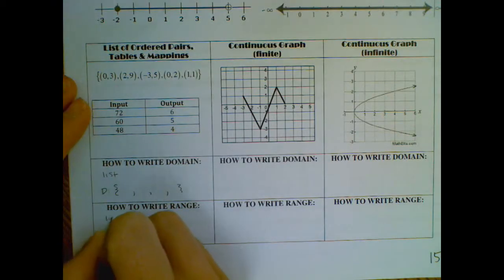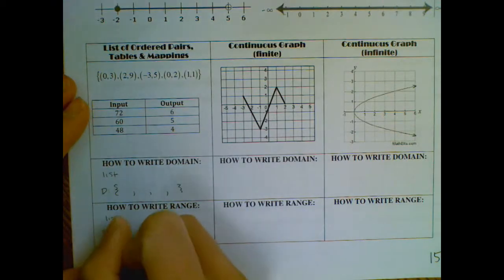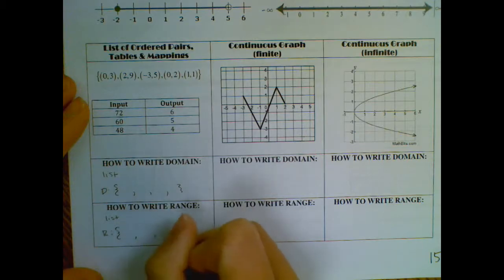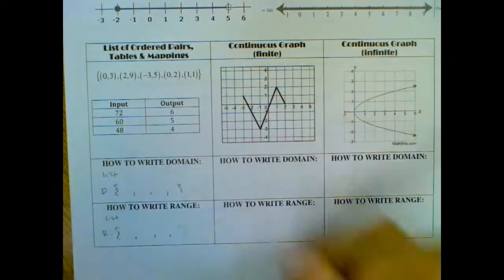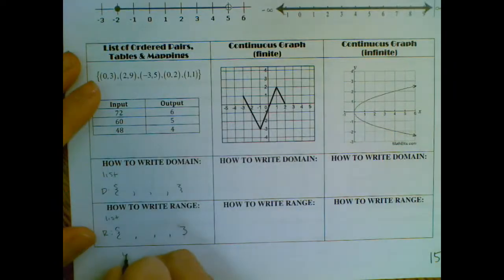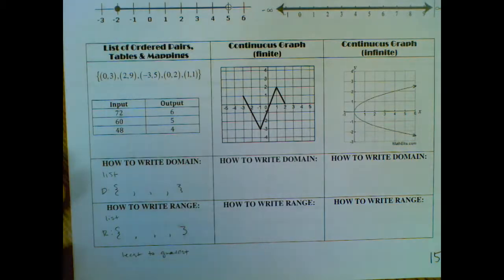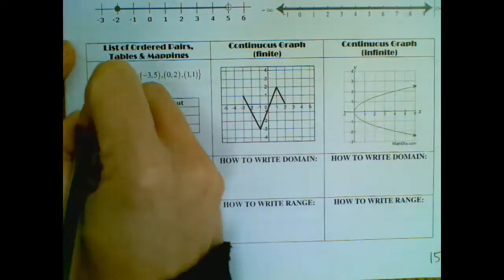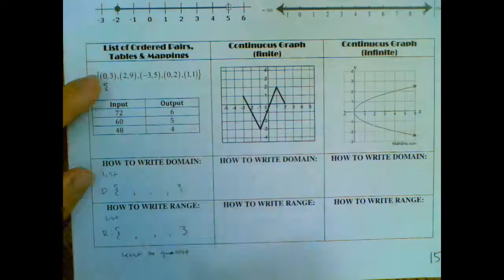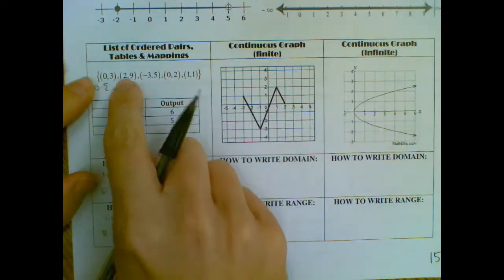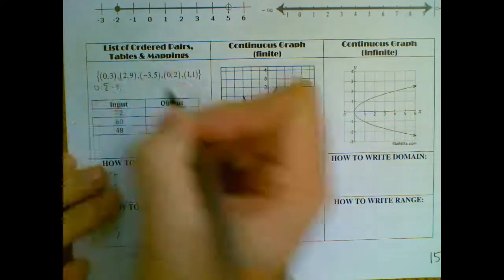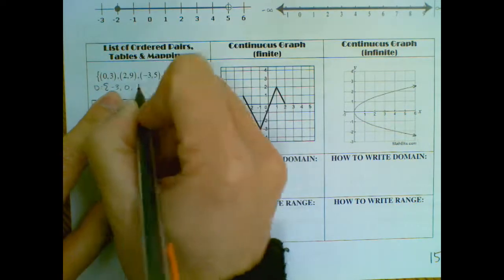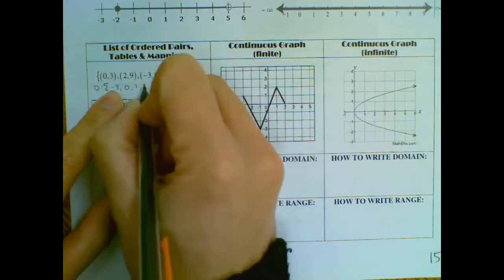Same thing for the range. Comma, comma, comma. However many you have would go in here, and we do this least to greatest. So you can make a note of that, least to greatest. So if I was to list the domain up here, my domain would be 0, 2, -3, 0, and 1. -3 is my least, so I'd put -3, 0, 1, and 2.